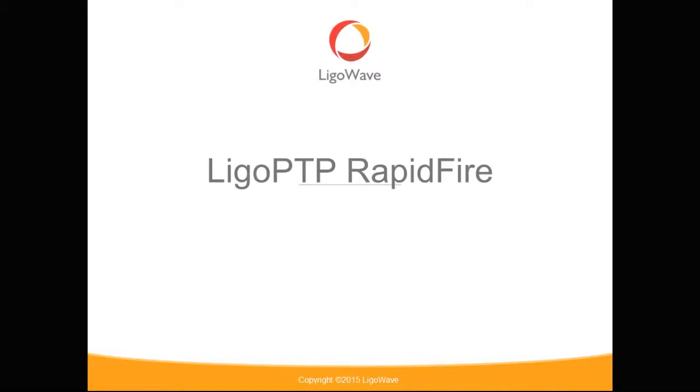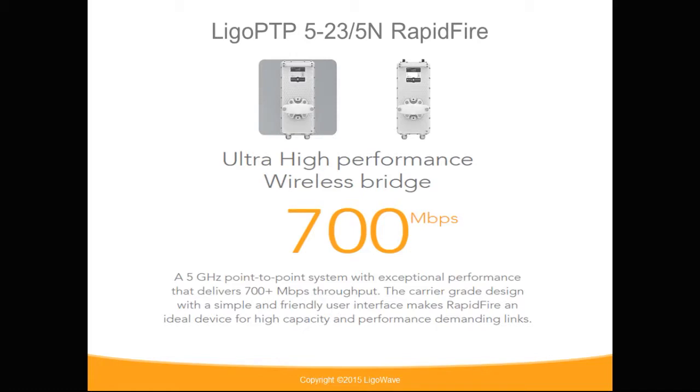LigoWave point-to-point RapidFire. The RapidFire is a 5 GHz carrier-grade backhaul device. It comes in two models, a 523 with a 23 dB integrated antenna, as well as a connectorized version.